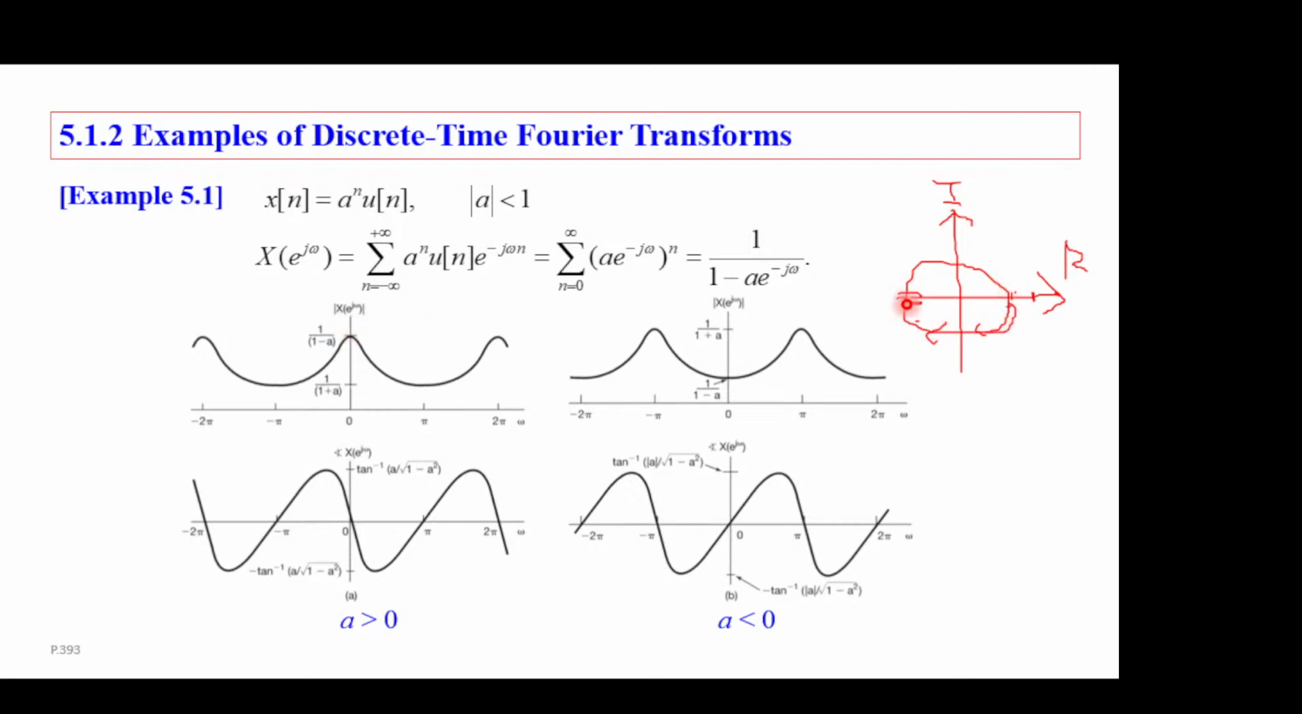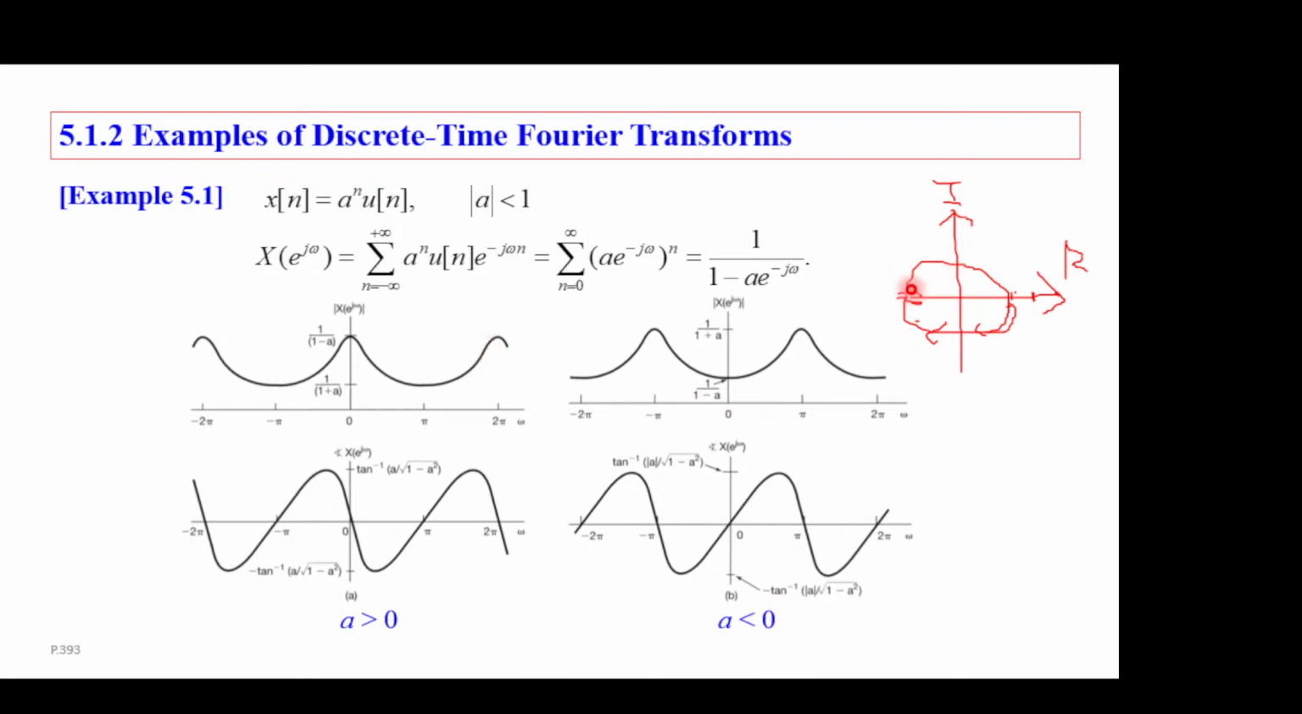And then when you have omega equal to pi, you are the furthest away from your 1, so you are at the lowest point. And then you walk back, and when omega goes to 2 pi, you are back at the highest point. But what happens if you have a less than 0?